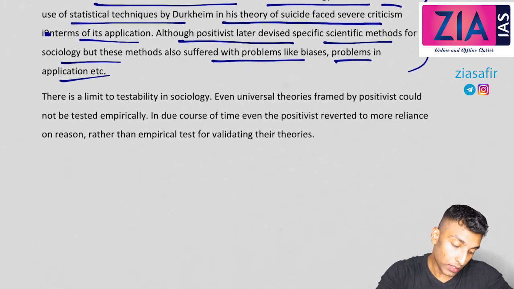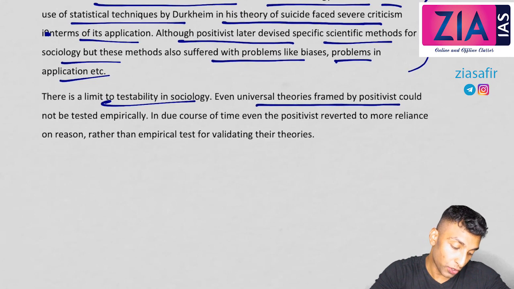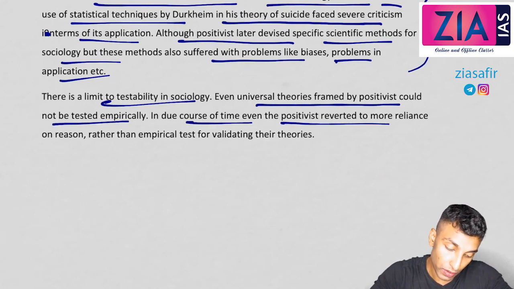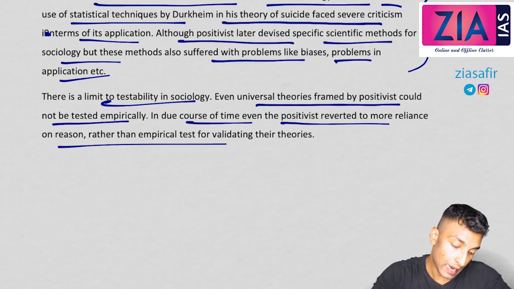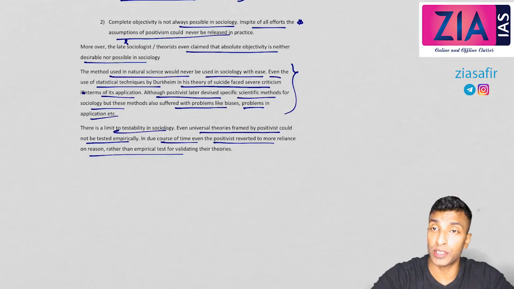Now, there is a limit to testability in sociology. Even universal theories framed by positivists could not be tested empirically. In due course of time, even the positivists reverted to more reliance on reason rather than empirical tests for validating their theories. Okay, so that's about the criticism. Now you can write some positive note and conclude your answer by writing the relevance.